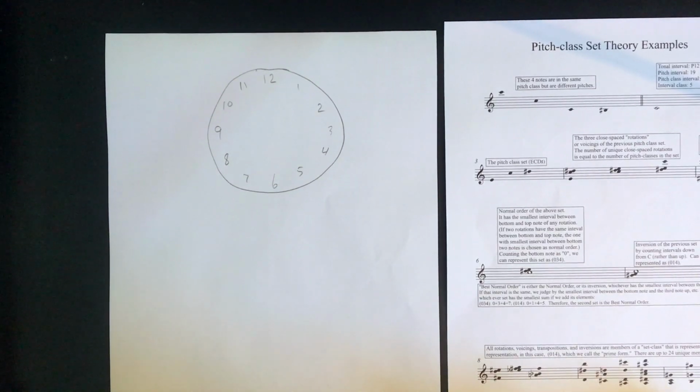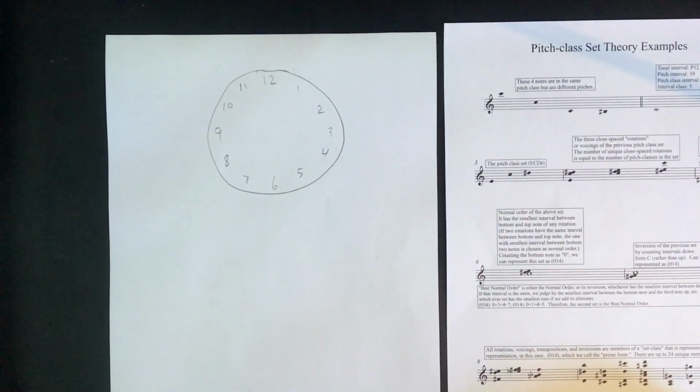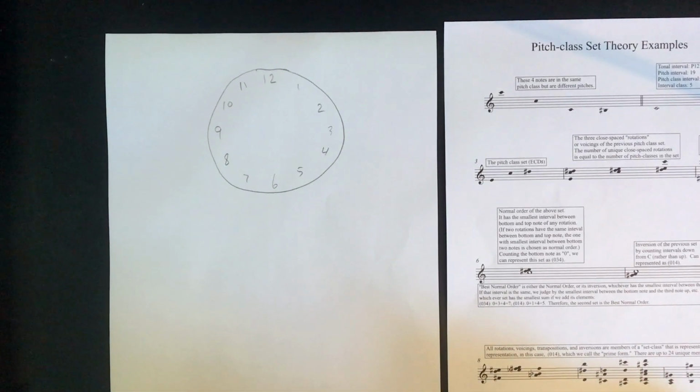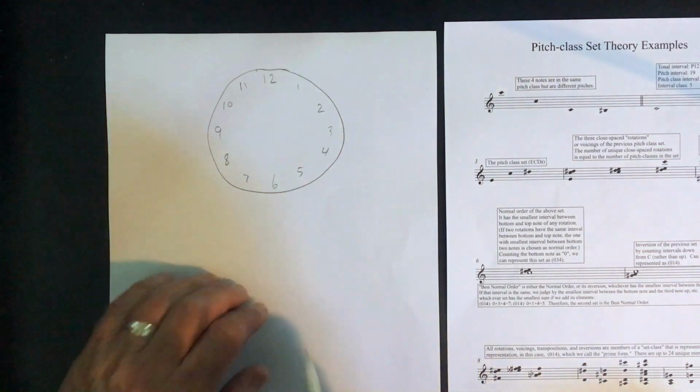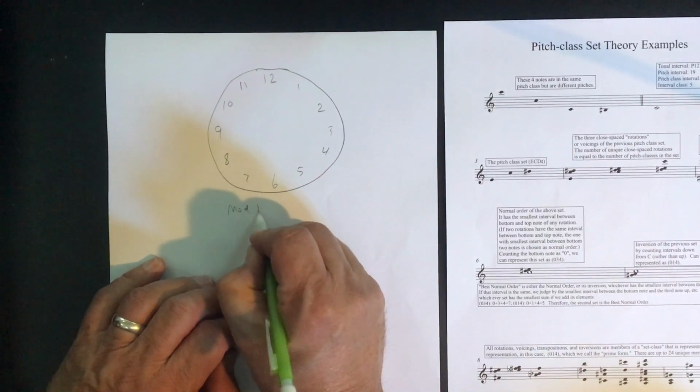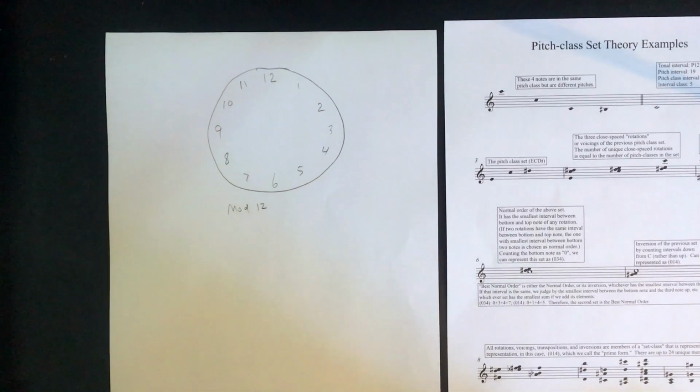We have 12 pitch classes, and let's say we start at C, and we call C 0, 1 is C sharp, 2 is D, 3 is E flat, 4 is E, 5 is F, 6 is F sharp, 7 is G, 8 is A flat, 9 is A, 10 is B flat, 11 is B, and then we get back to C, okay? This is what's called modular arithmetic, and more specifically, mod 12 arithmetic. And we do it all the time.